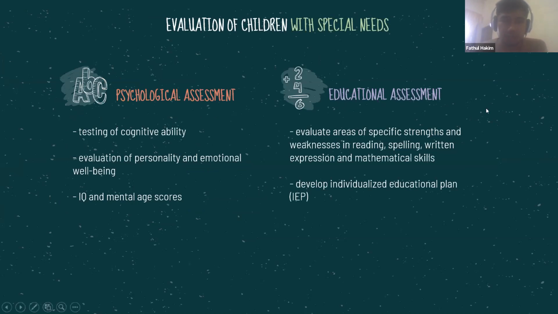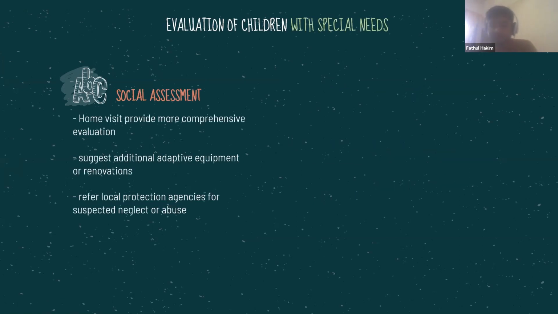Third is psychological assessment. We want to test the cognitive ability, so there is evaluation of personal and emotional well-being, and by doing that we can do the IQ and mental age score. Educational assessment, we evaluate areas of specific strength and weakness in reading, spelling, writing, especially and mathematical skills, and then we develop an individualized educational plan.